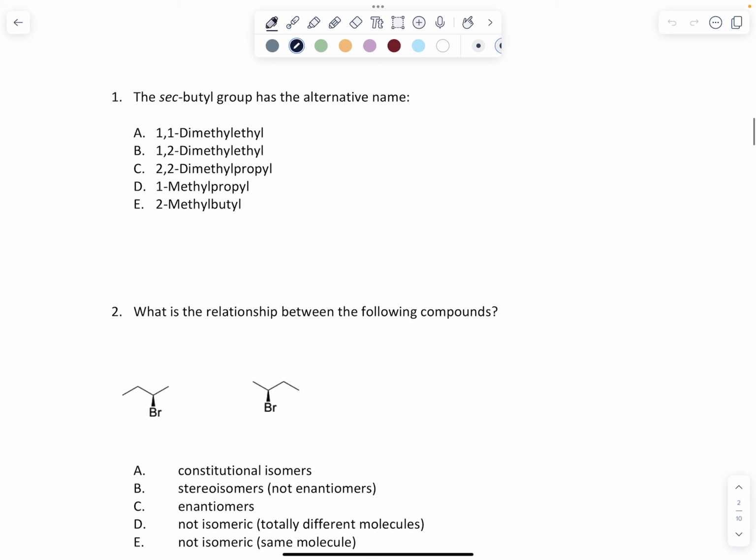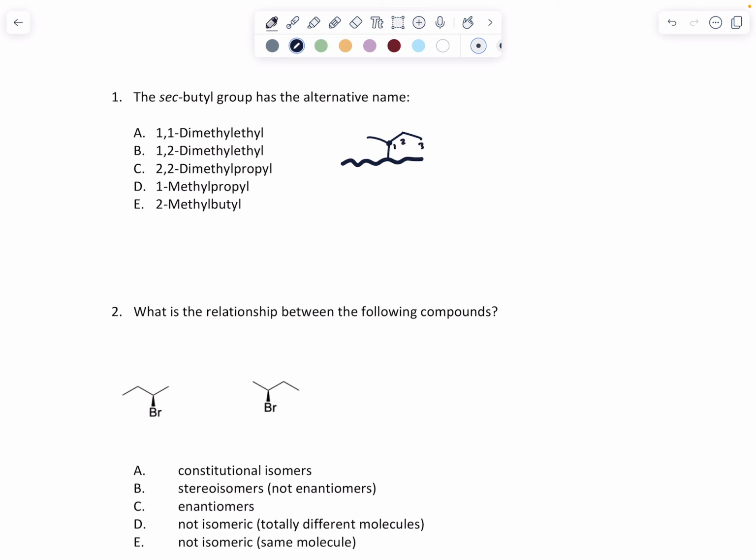So we'll start here. The sec-butyl has the alternative name what? So I'm going to do like a parent chain. And then sec-butyl would be 4 carbons, but is attached at the second carbon. It's secondary is another way you can think of that. So when we're numbering a substituent, we always start closest to the parent chain.